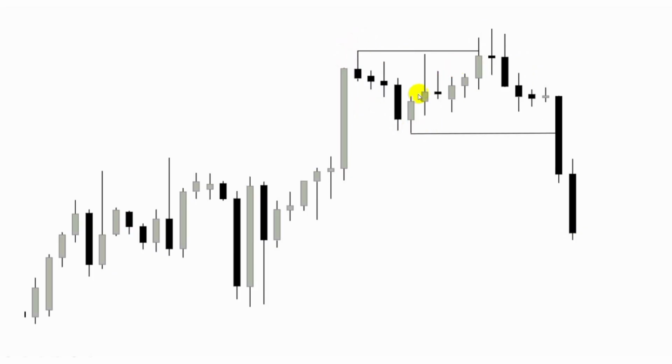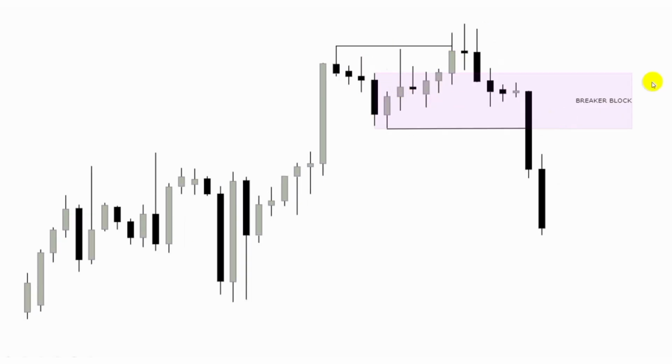So where's the last down close candle that sponsored this bullish move? You can see within this retracement leg, this is the last down close candle that sponsored this bullish move that took out this high. So meaning this is our breakout block, our bearish breakout block. So we have this as our bearish breakout block.